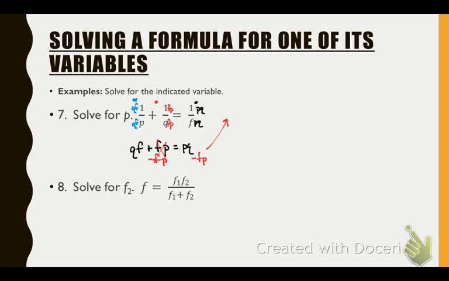QF, and I'm going to take it up here. QF equals PQ minus FP. Now, what am I solving for? P, right? So, what can I do over here on the right side with my P's?